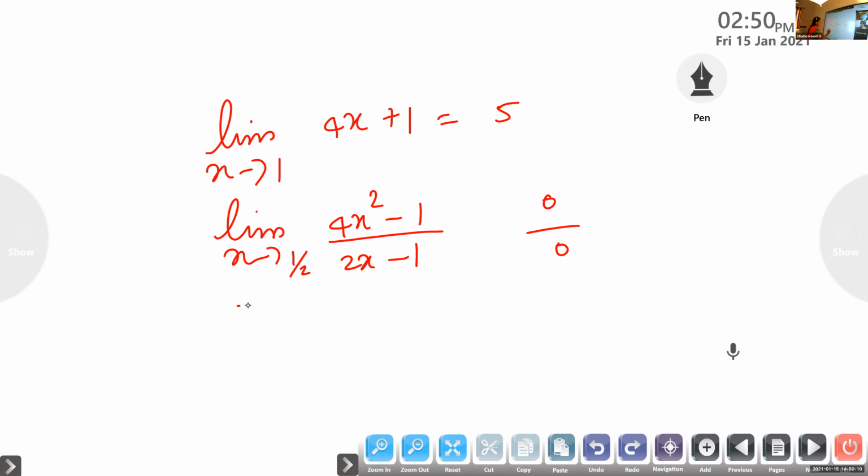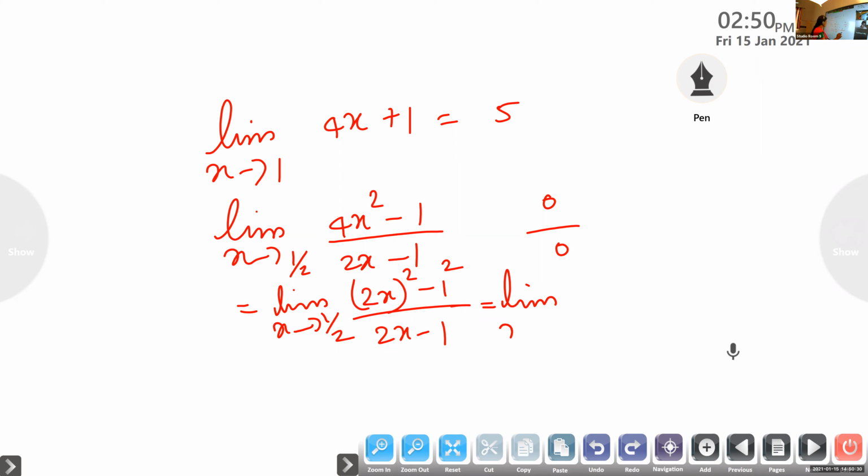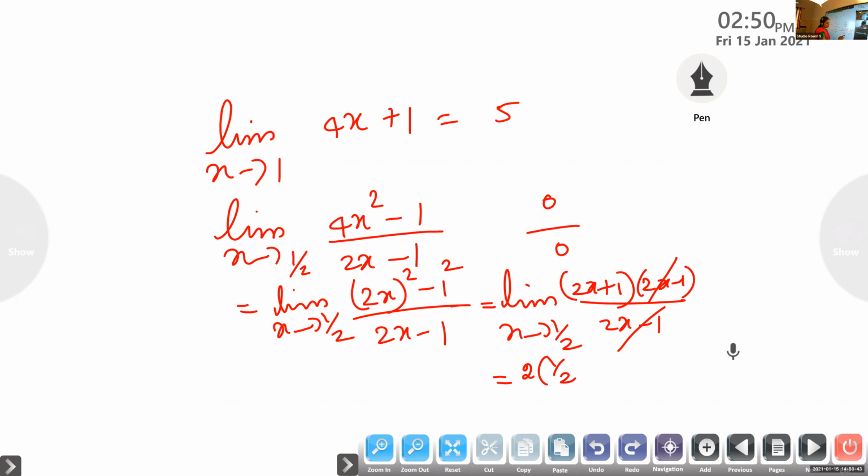So we can write this as limit x tending to 1 by 2 of (4x square minus 1) by (2x minus 1). We can write 4x square minus 1 as a square minus b square. What is a square minus b square? It is (a plus b) into (a minus b), divided by 2x minus 1. So this 2x minus 1 will get cancelled. Now in the place of x, put 1 by 2. So 2 into 1 by 2 plus 1, and the answer is 2. Have we learned this method?